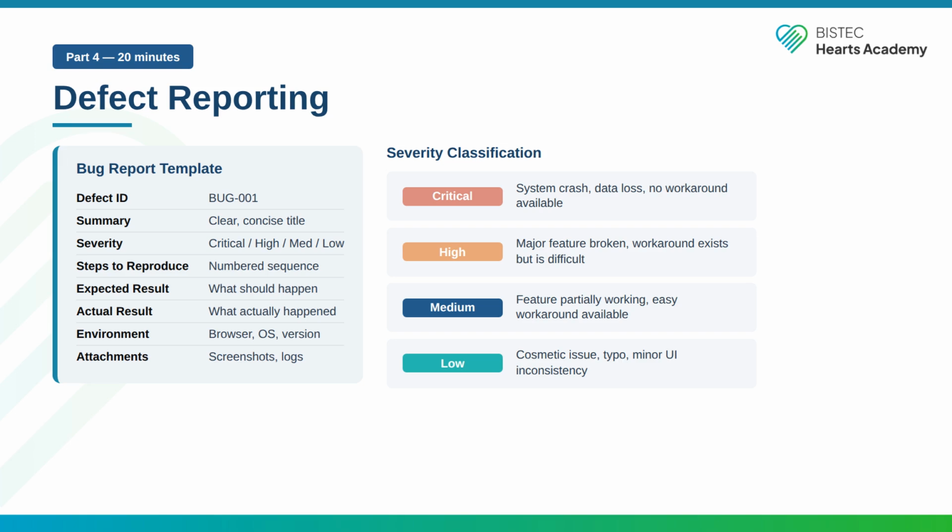Reproducibility is everything. Expected result is what should have happened according to the requirements or reasonable user expectation. Actual result is what actually happened, stated factually, not emotionally. Not, "it crashed horribly," but, "application displayed a 500 internal server error page, no user-friendly error message shown." Environment includes browser name and version, operating system, and screen resolution if relevant.